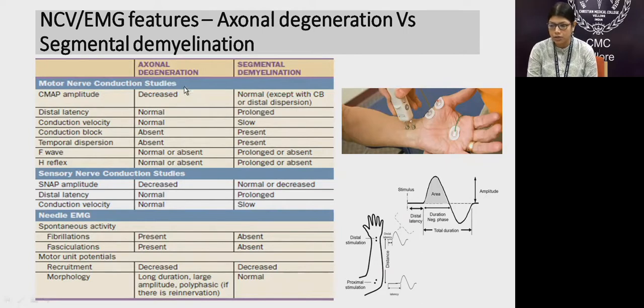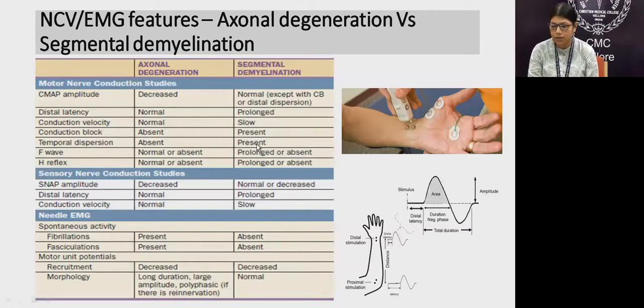So in axonal degeneration, the amplitude is reduced because of the axonal loss, hence the CMAP amplitude will be less, whereas it can be normal in demyelination. The distal latency depends on the myelination. So if the myelin is destroyed, the distal latency will get prolonged in the demyelinating type of neuropathy, whereas in the axonal type, it may be normal. Conduction velocity again will be slow because of the impairment of the myelin in the demyelinating type of neuropathy.